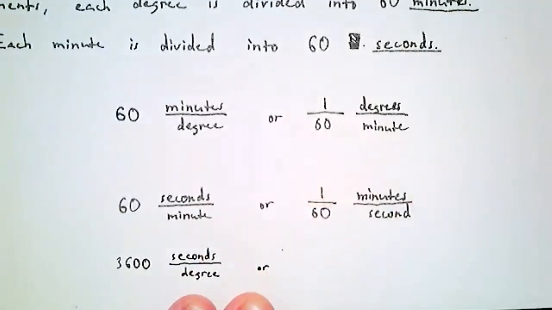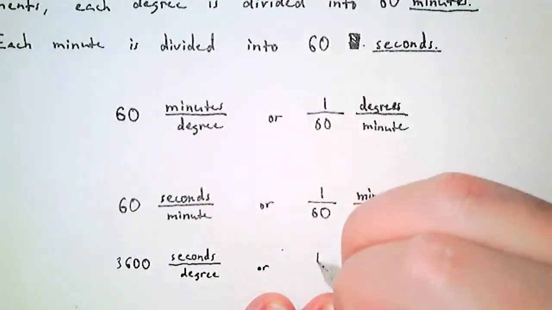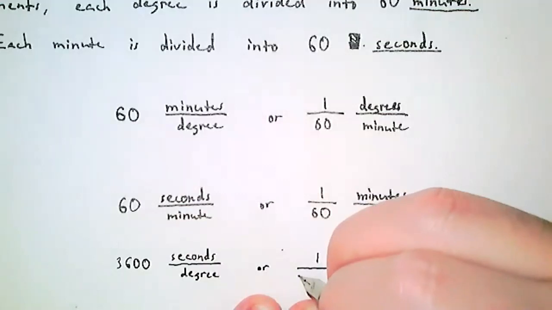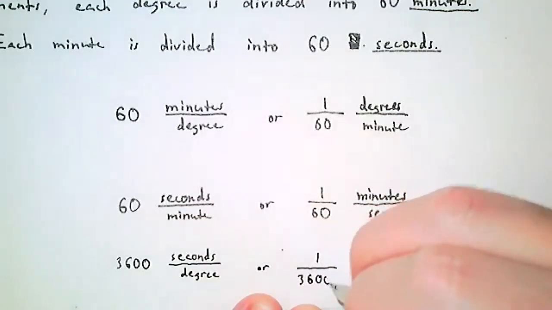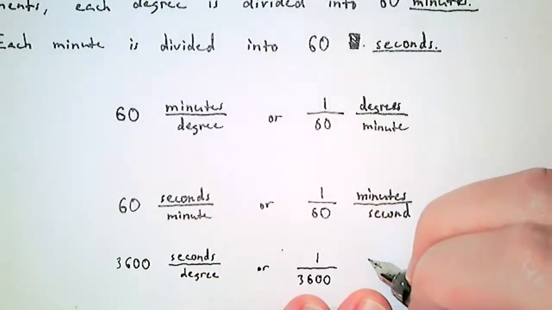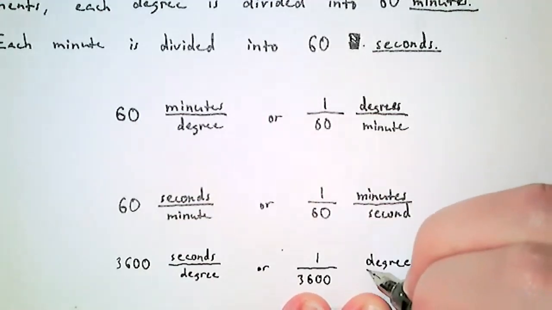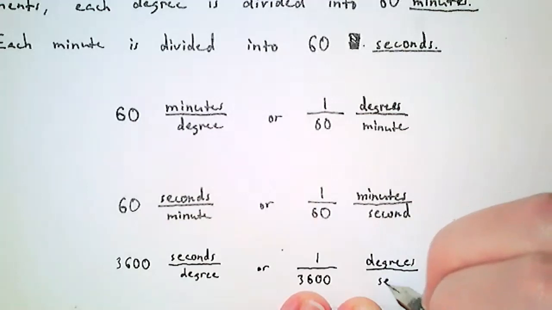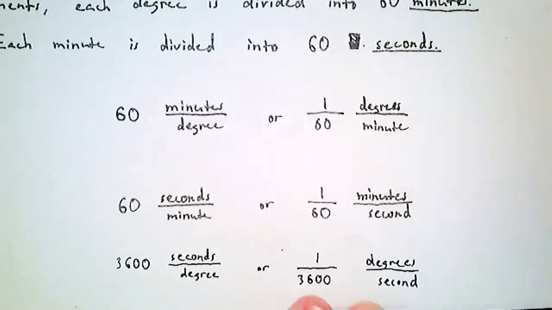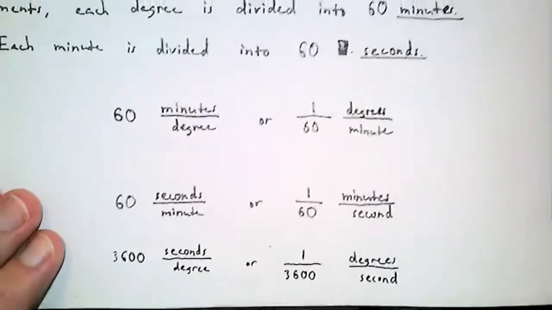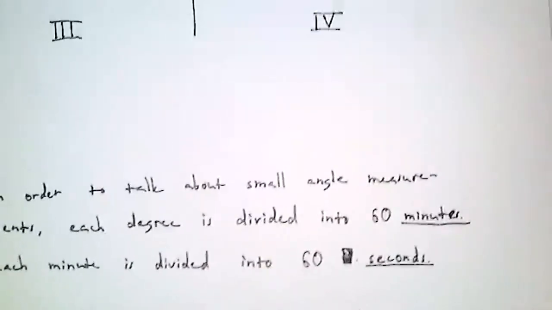And flipping that around, that means there's 1/3,600 degrees per second. So these relationships will come in handy in just a minute.